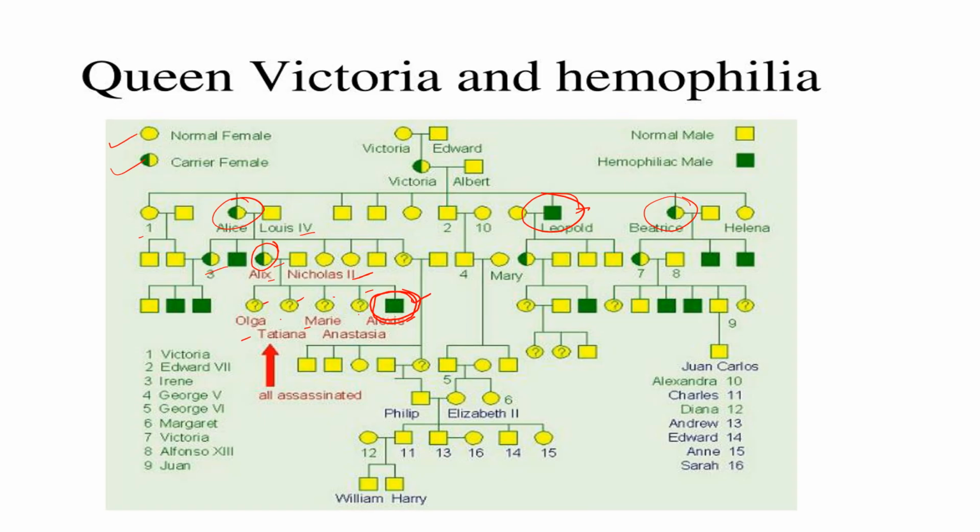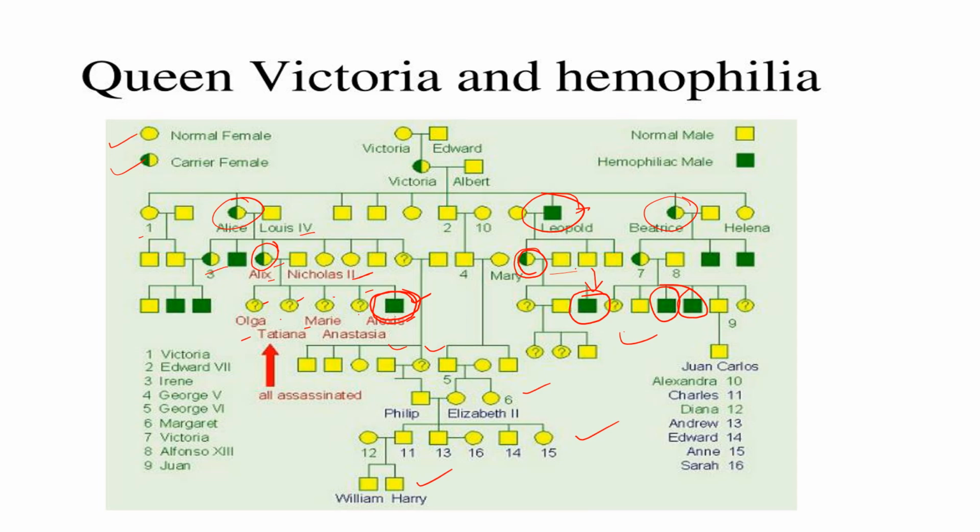When we come to Leopold, only one daughter was a carrier, and she was married to a normal man, and they gave birth to one affected male child. Beatrice also had 2 affected males, and it continued like that. But after 3 generations, this hemophilia vanished and they didn't continue with it.